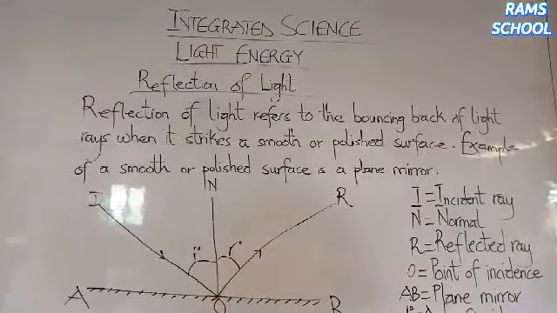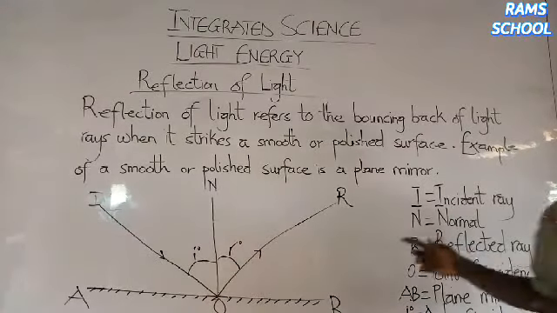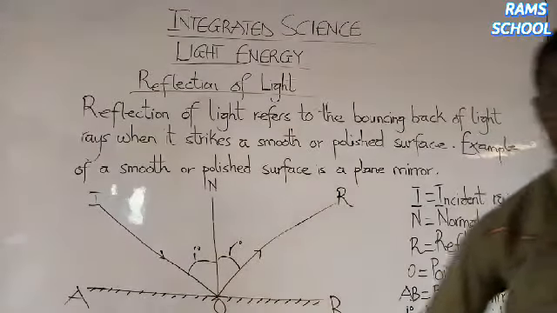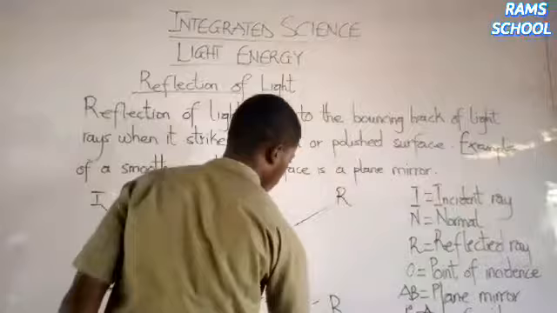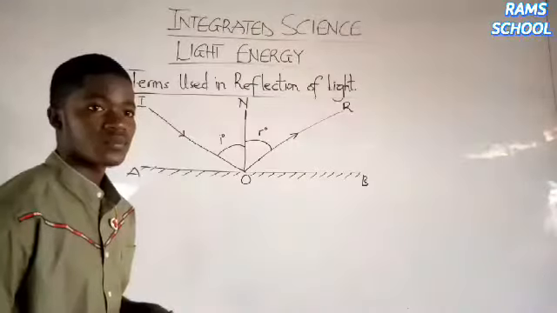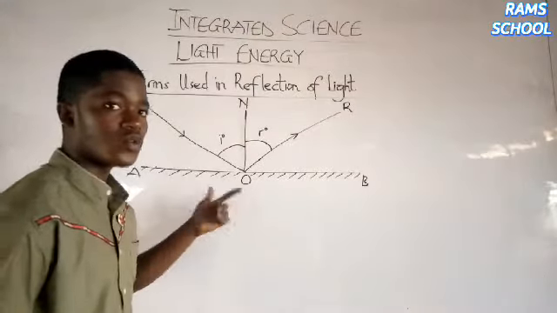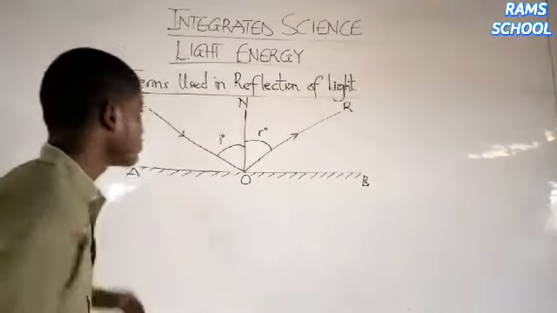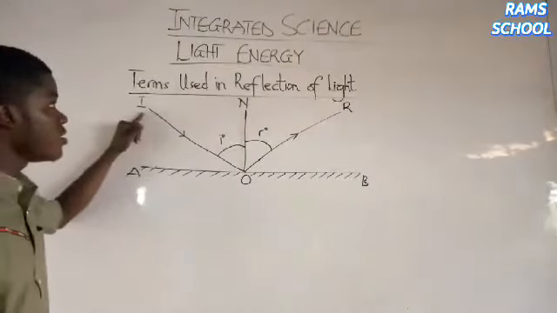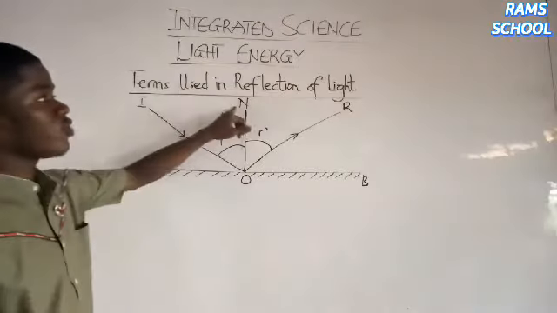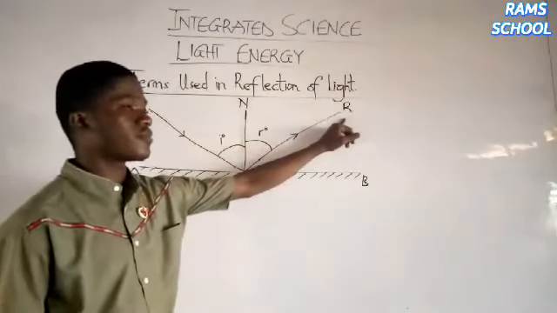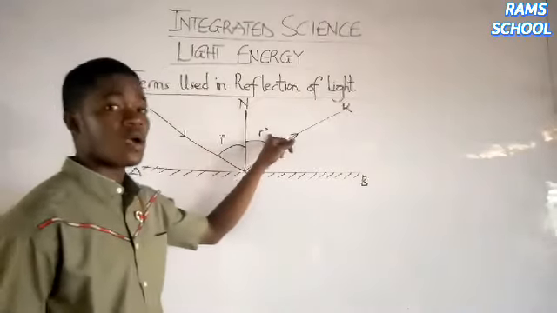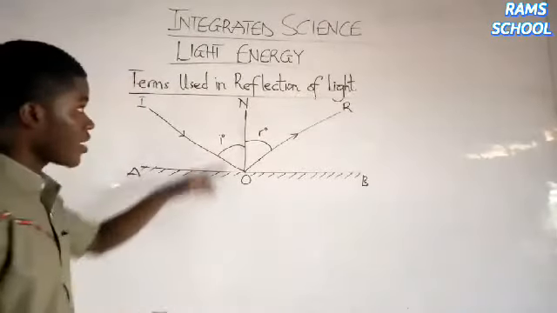We are going to have a brief description of all these letters. Let's come to the terms used in reflection of light. We are going to talk about the incident ray, the normal, and the reflected ray. After that, the angle of incidence, and then the angle of reflection. Let's start with the normal.